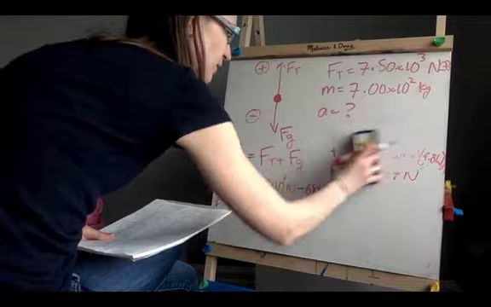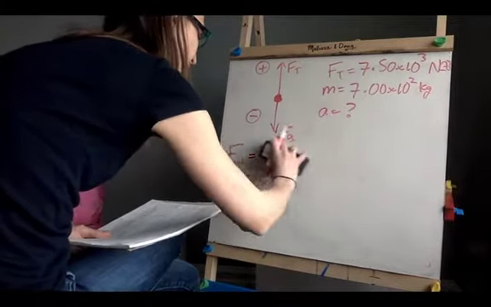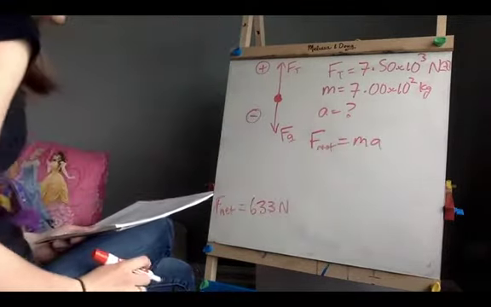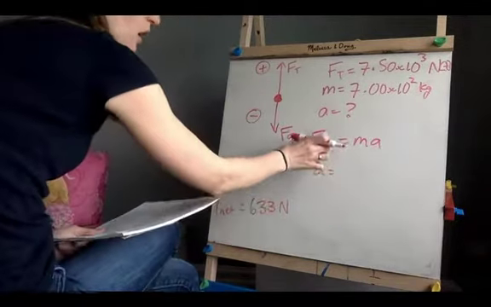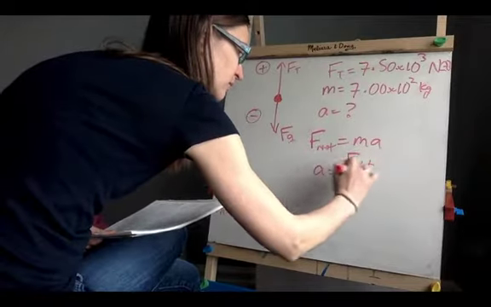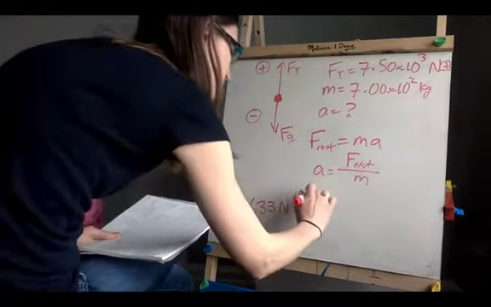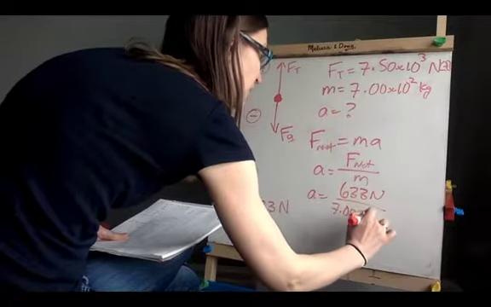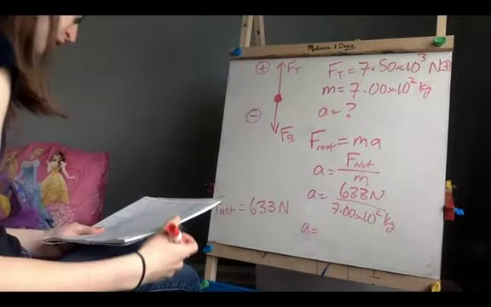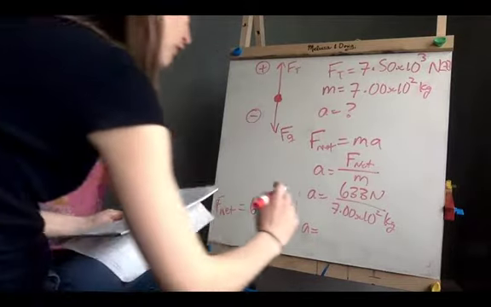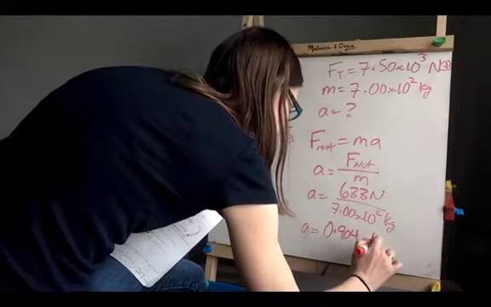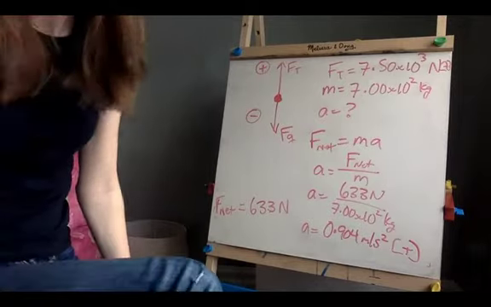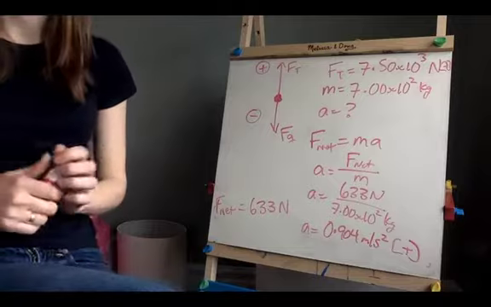I'm just going to erase some of this now so we have space to write it, where we use Newton's second law, which is that the net force is equal to the mass multiplied by the acceleration. To get the acceleration, we would take our net force and divide it by our mass. And we have both of those values: 633 newtons divided by our mass of 7.00 times 10 squared kilograms. And when we do that, we get a value of 0.904 meters per second squared, and again, we note that that is happening in a positive direction. So in this scenario, our elevator is moving up with an acceleration of 0.904 meters per second squared.